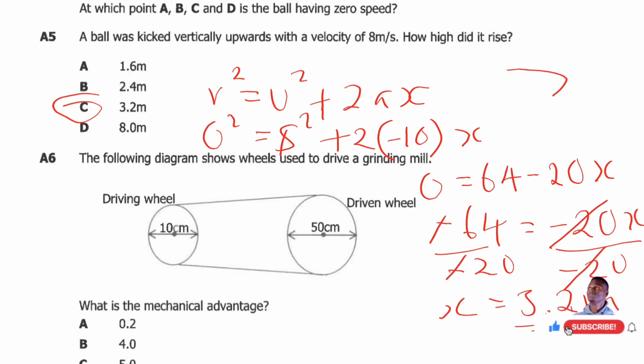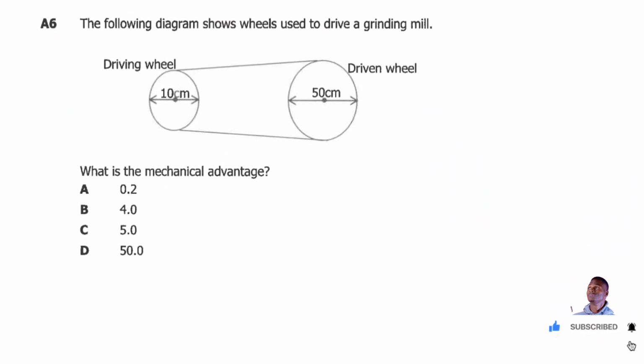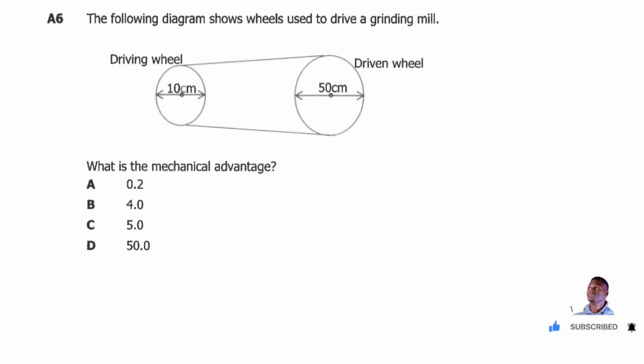So it is this simple. All right, question 6. This is under simple machines. The following diagram shows wheels used to drive a grinding mill. Driving wheel and then driven wheel. What is the mechanical advantage?